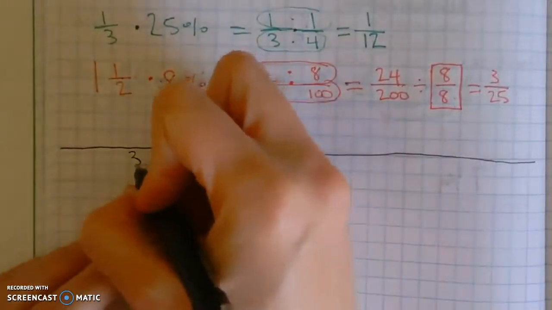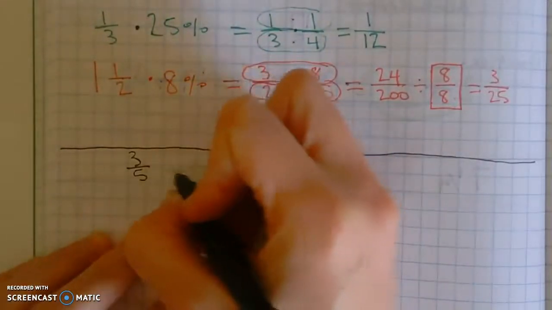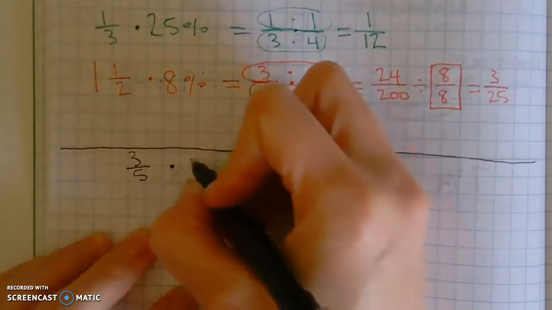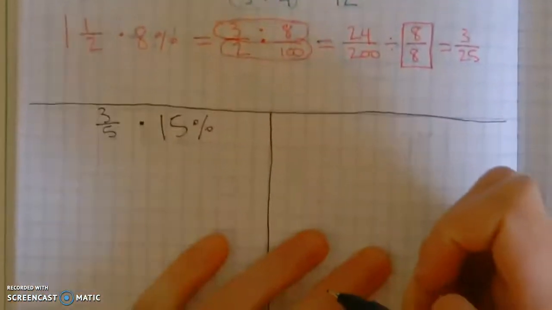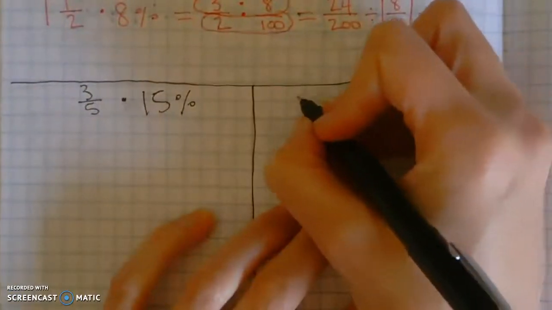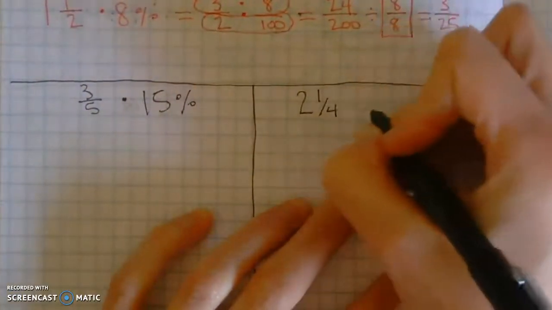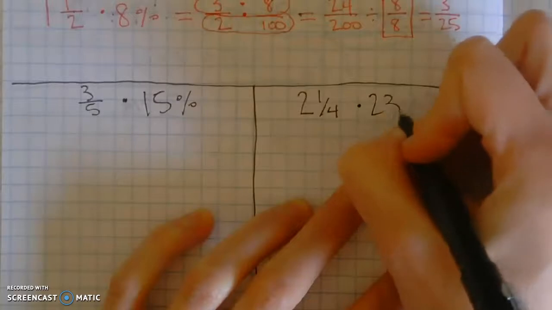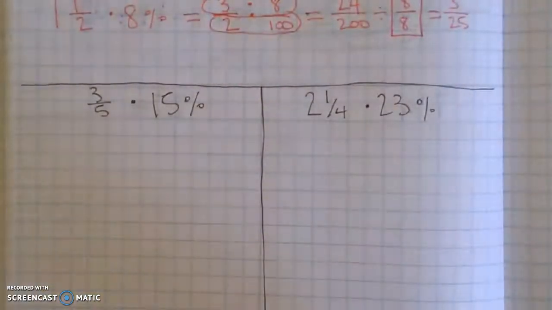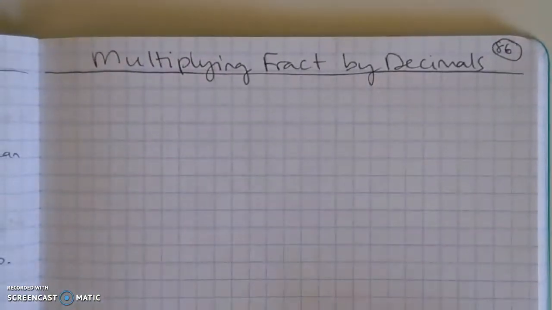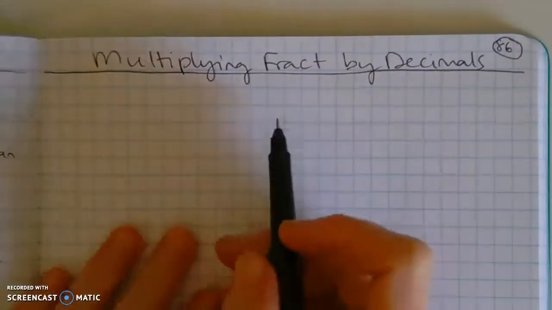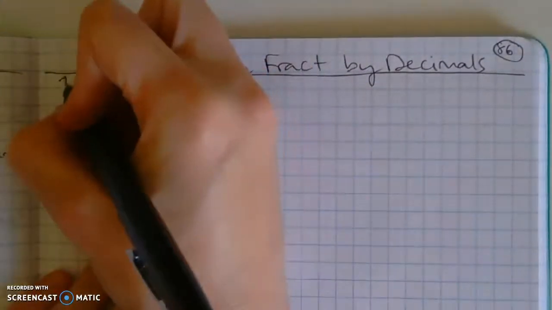And I would pause the video here and do these problems and then move on to the other notes for today. So 3/5 by 15%. And then you're going to do 2 1/4 by 23%. Okay, so there's those two practice problems. All right, so I told you I was going to move quick today, so pause the video as you need to. Okay, now we're going to do multiplying fractions by decimals, and it's going to start out very similar.